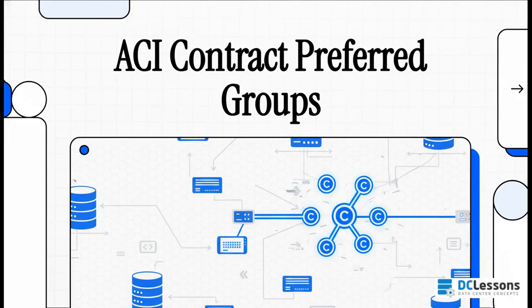All right, let's talk about Cisco ACI. We all know its security is top-notch, but what happens when that same powerful security creates a mountain of administrative work? Well, today we're diving into a feature designed to solve that exact problem, the Contract Preferred Group. Seriously, if you've ever found yourself lost in a web of contracts, this one's for you.